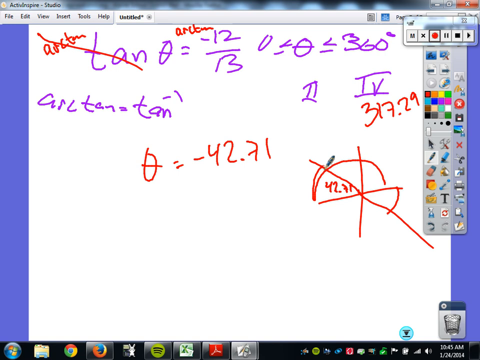So 180 cut back that, does everybody see how it is? 137.29. And notice, ladies and gentlemen, those are my angles that make that one.